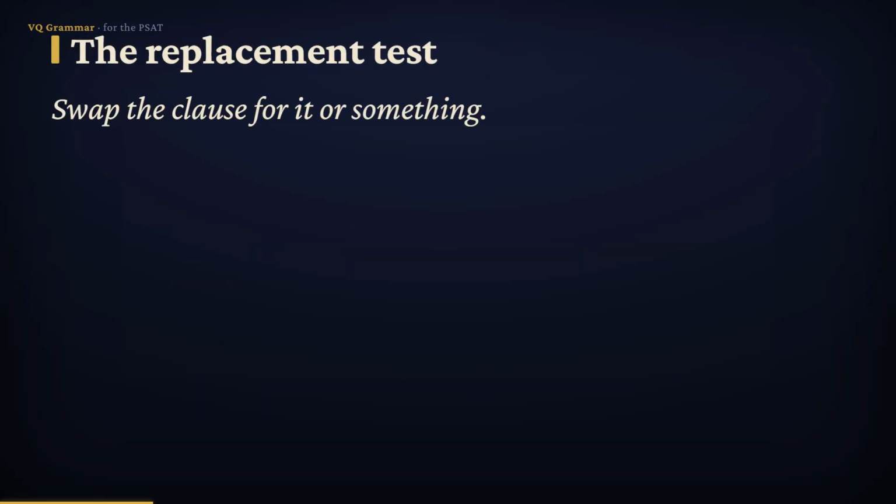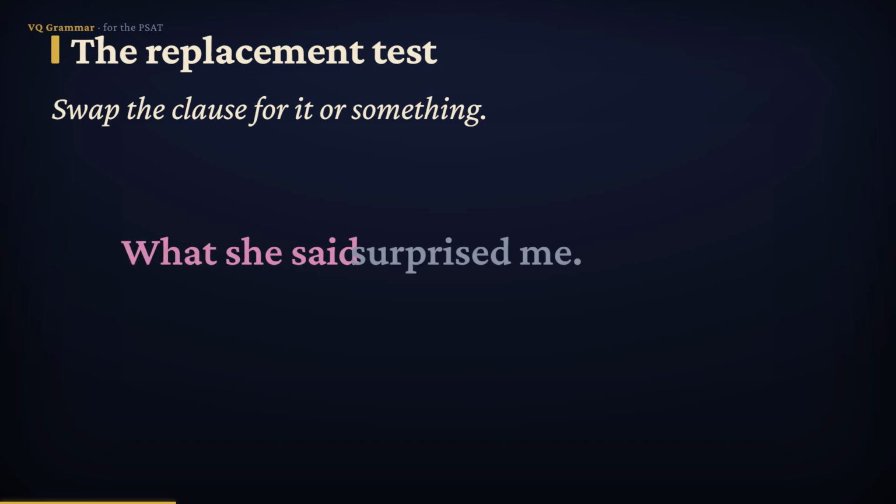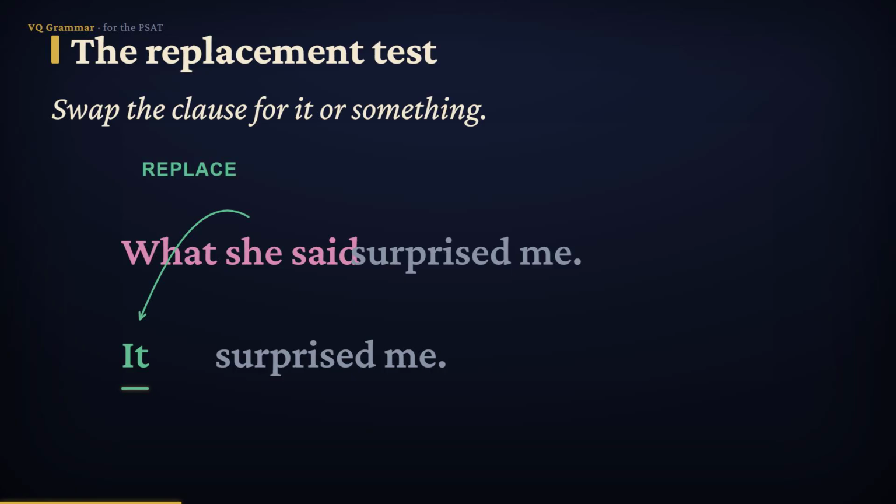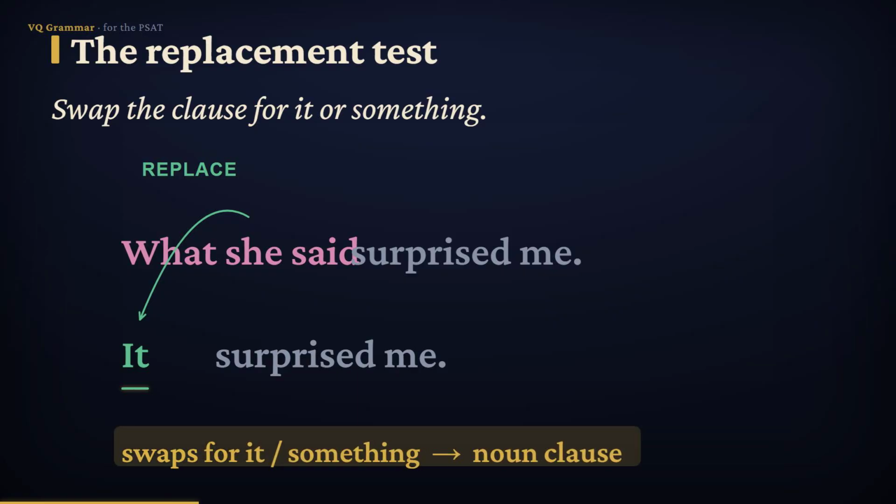Here's the test that proves it. Take the whole clause and try to replace it with a single word, it or something. What she said surprised me becomes it surprised me. Still a complete working sentence. Because the clause swaps cleanly for it or something, it's behaving as one noun, which means it's a noun clause. If the swap works, you've found one.